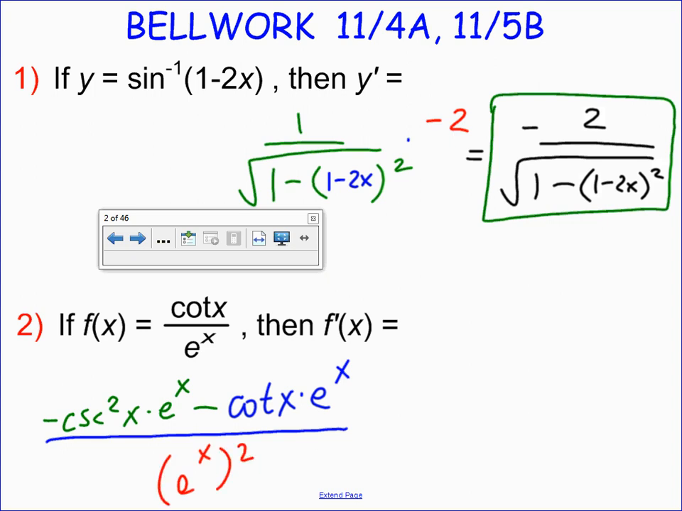Okay, so there's our first step. Let's check that we have our words. The derivative of a quotient of two functions is the derivative of the numerator times the denominator, minus the numerator times the derivative of the denominator, all over the denominator squared. Let's go ahead and see if we can make that any prettier. If we take an e to the x out of everybody on top, and reduce it once, we'll get negative cosecant squared x minus cotangent x all over e to the x. Is that right? Yeah, awesome.